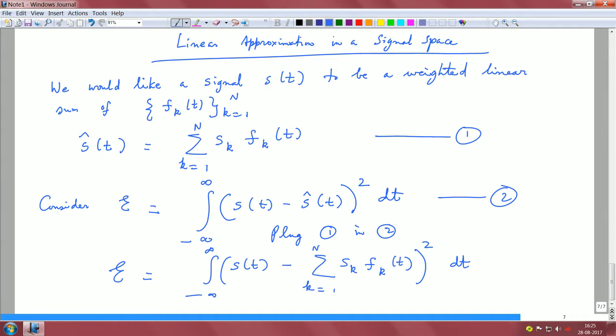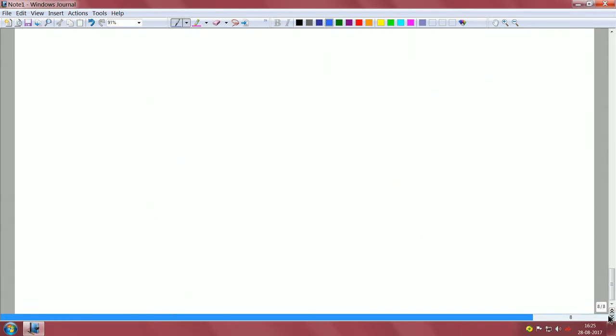Now, this is very straightforward, though it looks like an integral with a summation inside. So, we just have to apply calculus. We take the derivative with respect to some s_k, right, and some s_k I have to take the derivative. So, what do I get?